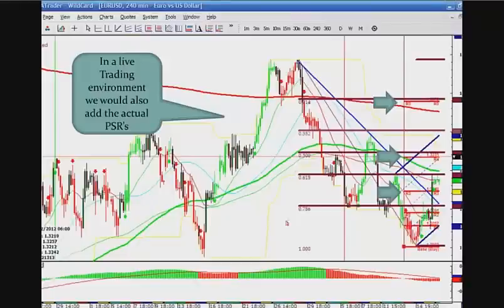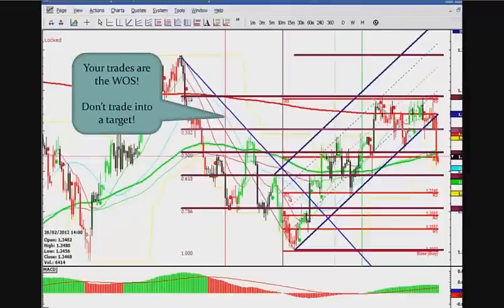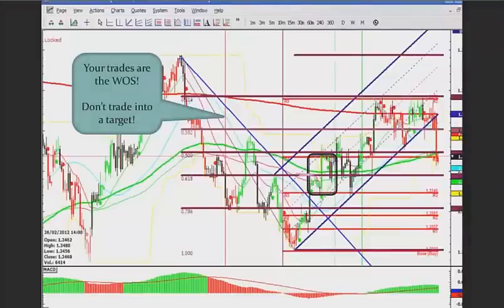Now, in a real trading environment, we'd also use the actual PSRs, which I will do in a minute. But right now, I'm just trying to make this simple, all right? So let's take a look and see how the market moved. The trade is in the wide open spaces, so that you don't trade into a target. Notice right here, all right? They pull up to this target, they take out the 618, pull back.